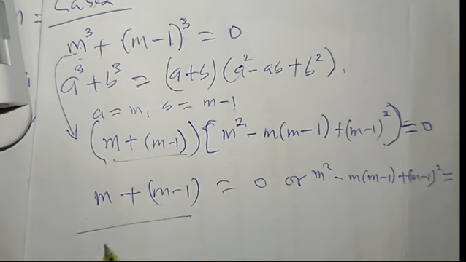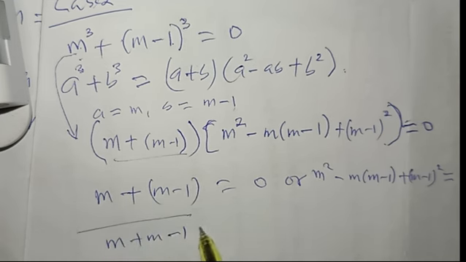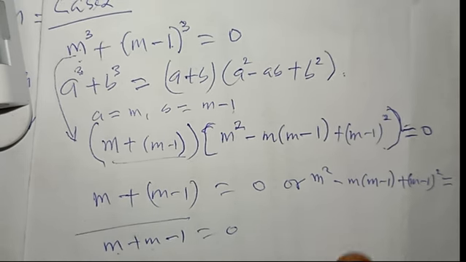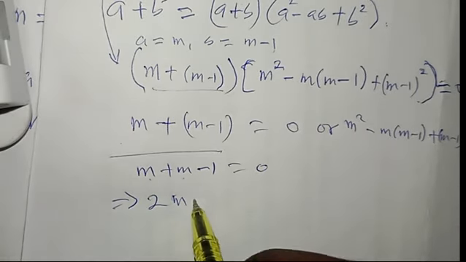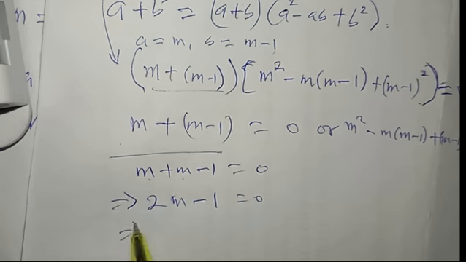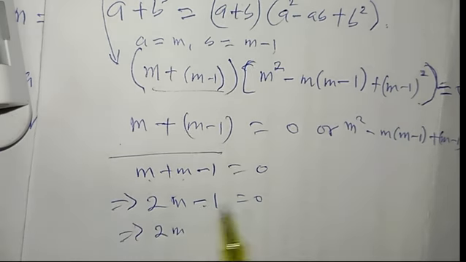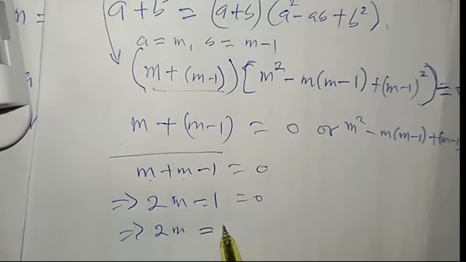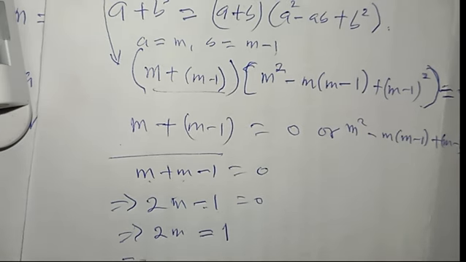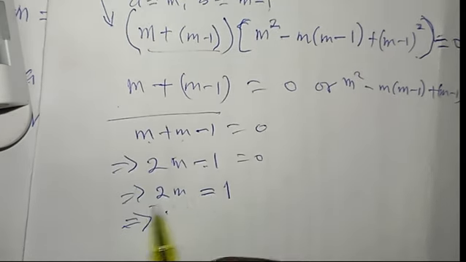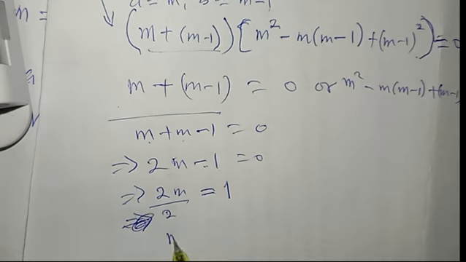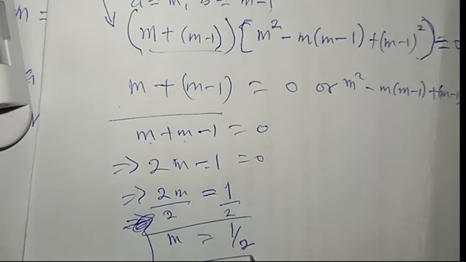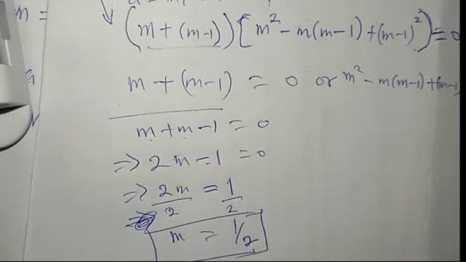So if I open this bracket, I have m plus m minus 1 is equal to 0, which implies that 2m minus 1 is equal to 0. This implies that if I take the minus 1 to the right hand side, 2m is equal to 1. And of course, dividing through by 2 gives us the fact that m is equal to 1 over 2. Okay, so of course this m is equal to 1 over 2.